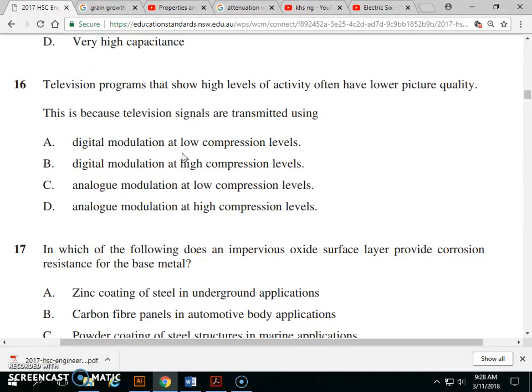Okay, 16. Television programs, lower activity, often have a lower quality picture. This is because the signals are transmitted using... Okay, I'll be honest, I do not feel confident about this answer, but the answer is B. Well, we know it's digital modulation, right?